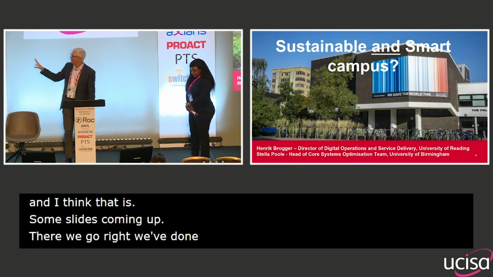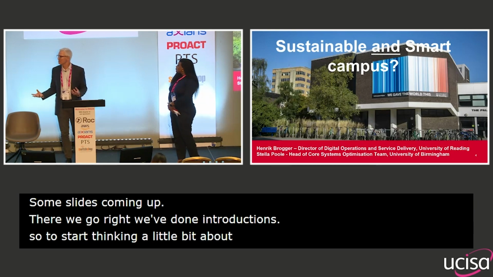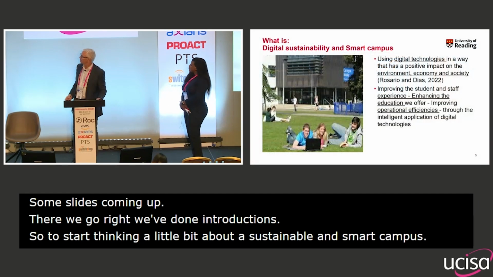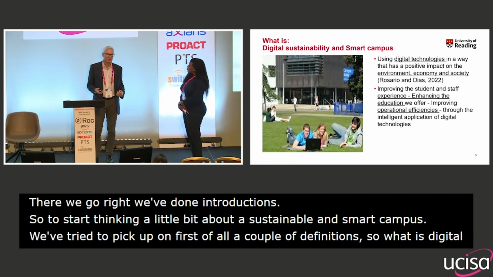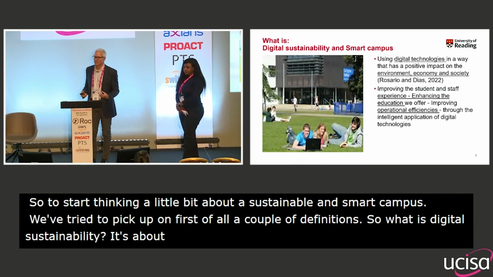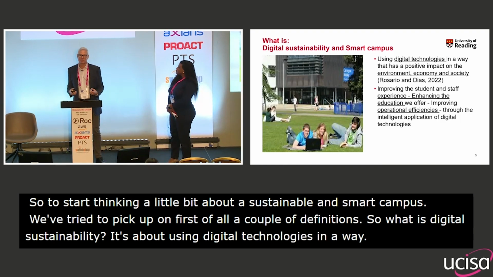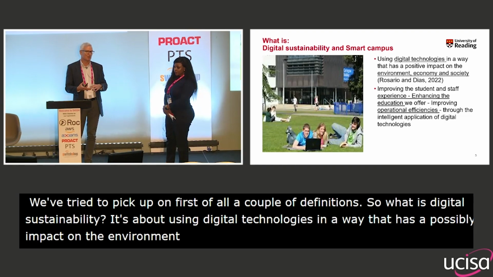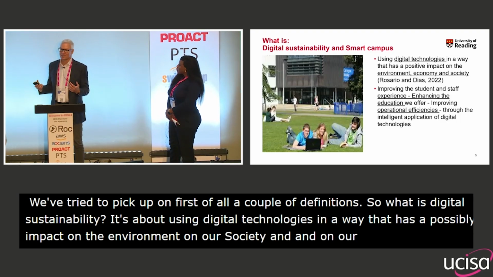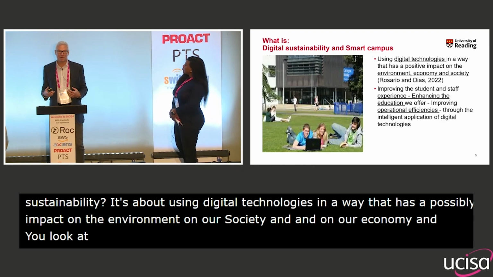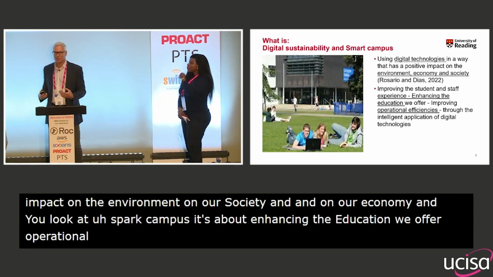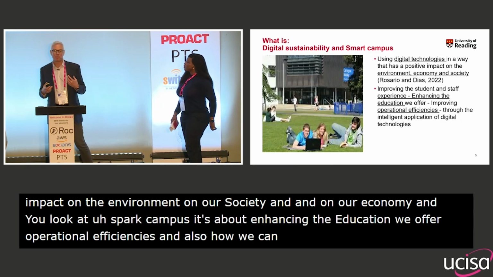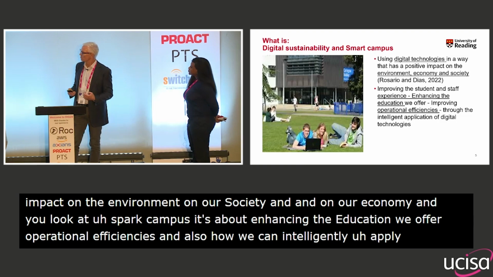So to start thinking a little bit about a sustainable and smart campus, we've tried to pick up on, first of all, a couple of definitions. So what is digital sustainability? It's about using digital technologies in a way that has a positive impact on the environment, on our society, and on our economies. And when you look at Smart Campus, it's about enhancing the education we offer, operational efficiencies, and also how we can intelligently apply our digital technologies.